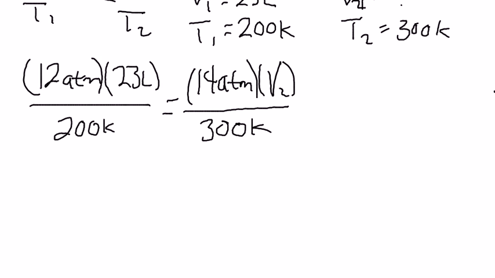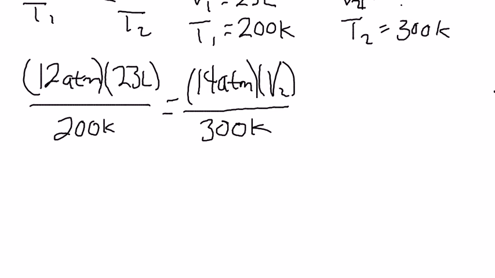Remember, there's two routes here. I'm only going to show you one here. You could set it up as a proportion where you multiply the top on the left side by the bottom, 300 Kelvin, on the right side, and then do the same thing for the other side: 200 Kelvin from the bottom of the left side multiplied by 14 atmospheres times V2 on the top of the right side. You can do either way. I prefer to just combine all the terms on the left and on the right and then solve for the missing variable. So I'm going to show you that route.